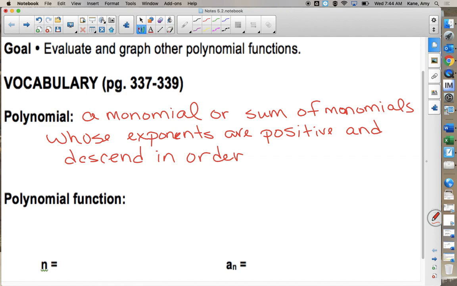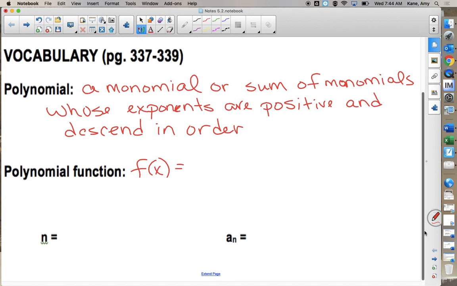Alright, so monomial or sum of monomials whose exponents are positive, and then Nick said they descend, and they're going to descend in order. So if you saw in your book, a polynomial has a crazy form to it. So f of x, remember that means we're talking about a function. And it's a whole bunch of powers, really. And those powers descend in order.